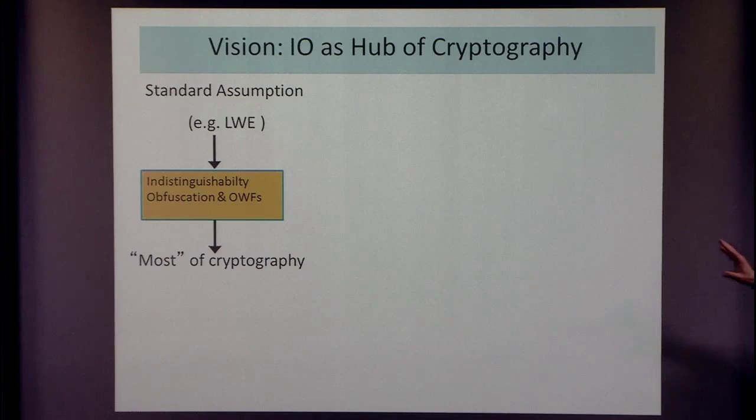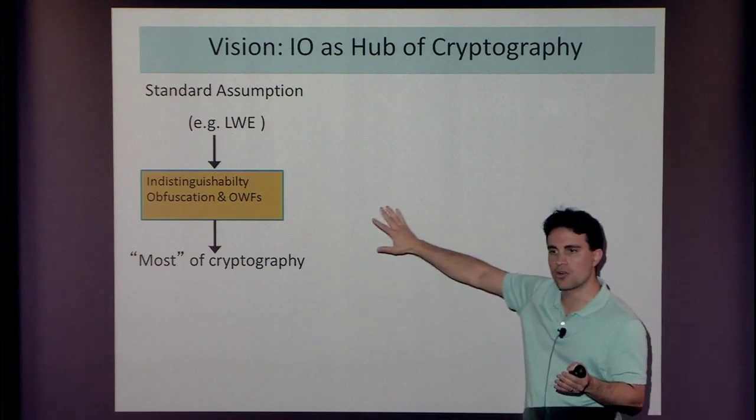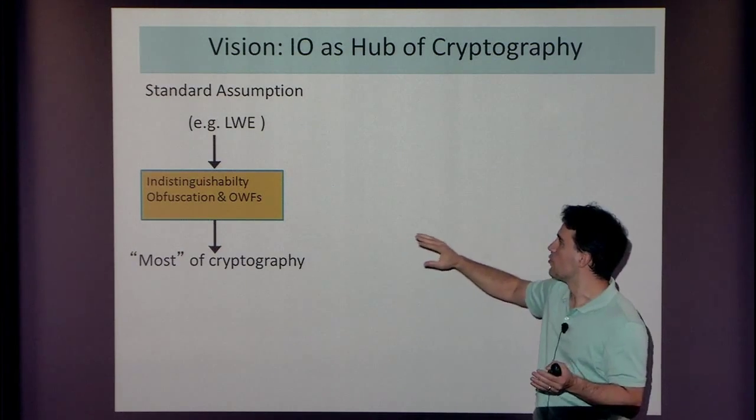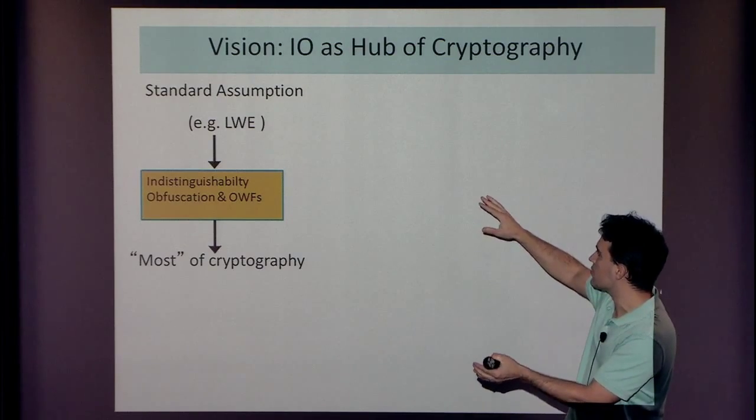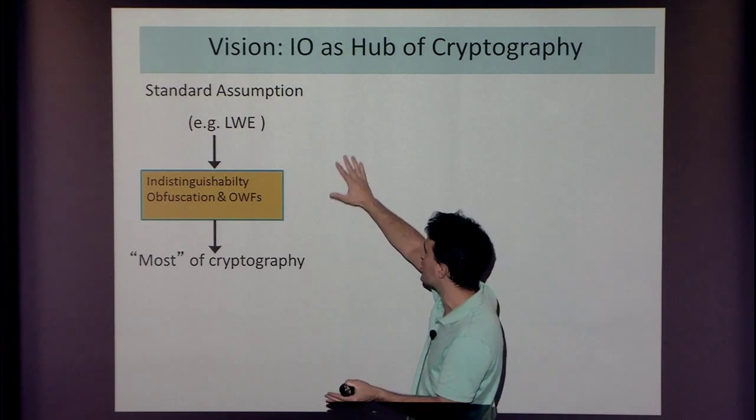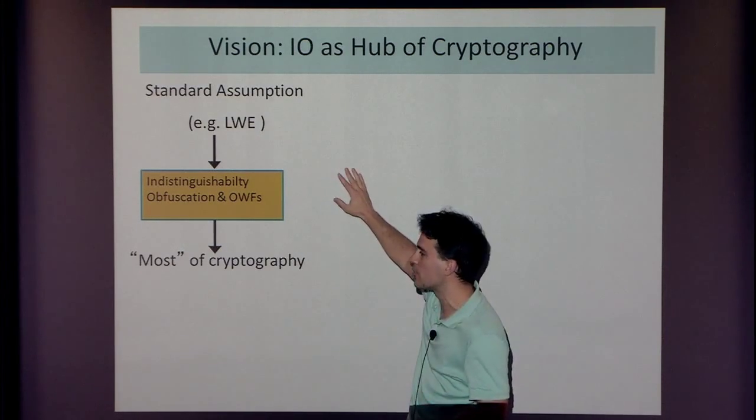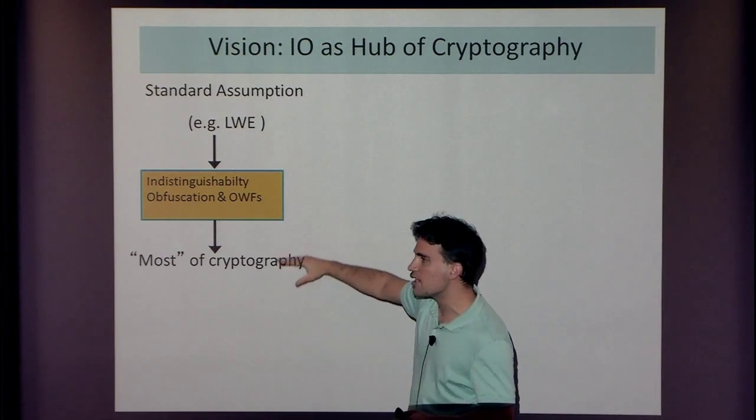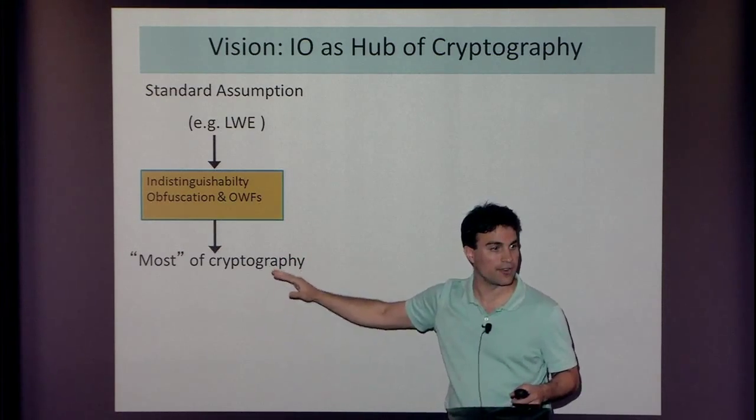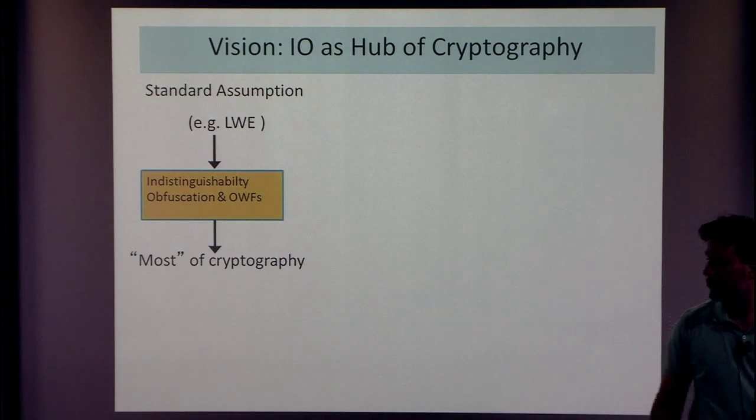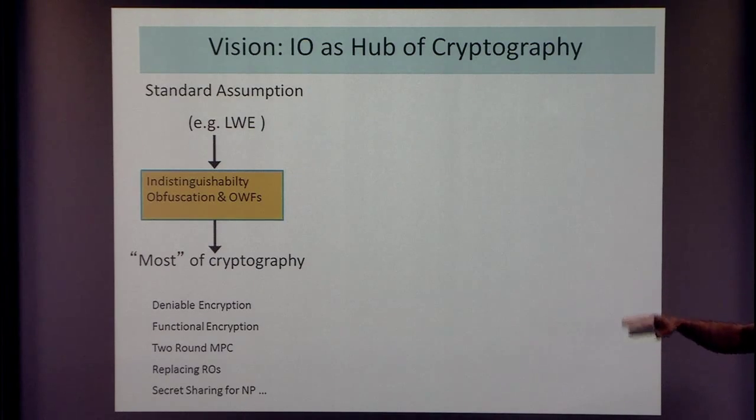And this is actually a slide I put up about 1.5 years ago at the Shafi and Silvio Fest, which is what we hope the future can be. Hopefully we can build indistinguishability obfuscation from some standard assumption, like learning with errors would be a nice example, of course. And on the other side of it, we'd like to be able to build up most of cryptography from it. Okay? And we've actually been pretty successful in that bottom half of the picture.